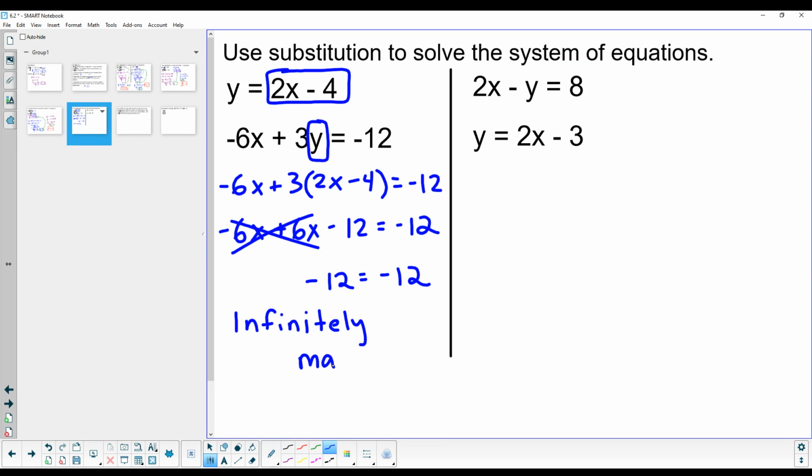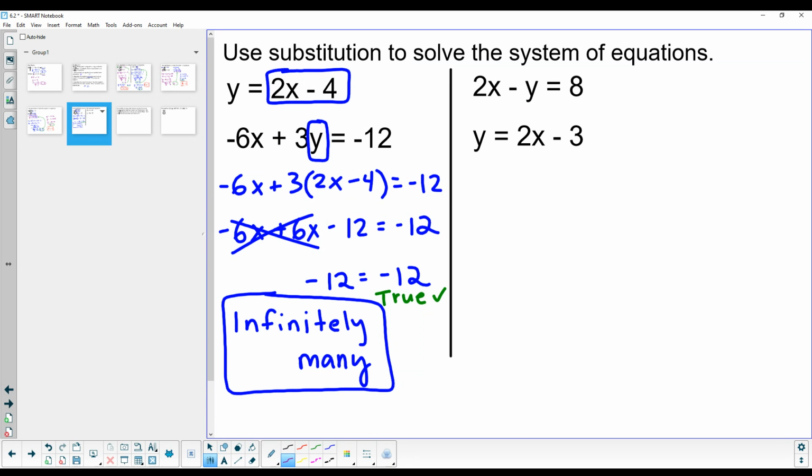So whenever you're solving this, if your variables cancel out and what you have left right here is a true statement, negative 12 equals negative 12, that is true. That means that you have infinitely many solutions. If I was going to graph these, they are both the same line, one on top of the other. That means that every single point in the first equation is also in the second equation. So if what you have left is true, that is an example of infinitely many. Any questions about that?